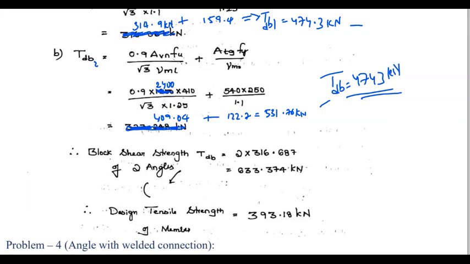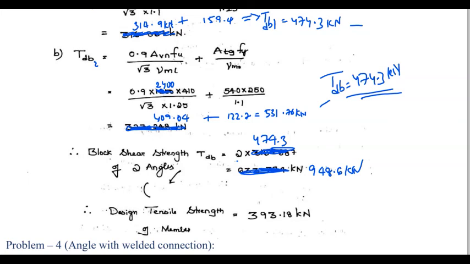Now this is the block shear strength of only one angle section. We have two angle sections. Therefore, if you take that as the strength, you have to multiply 474.3 into 2, which will give you 948.6 kilonewton.